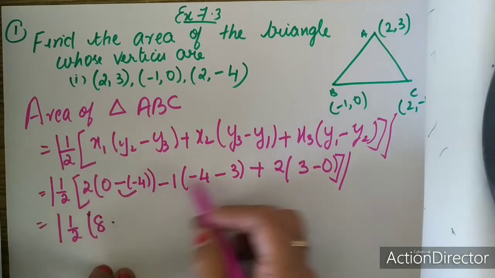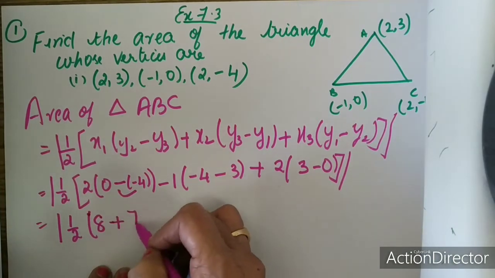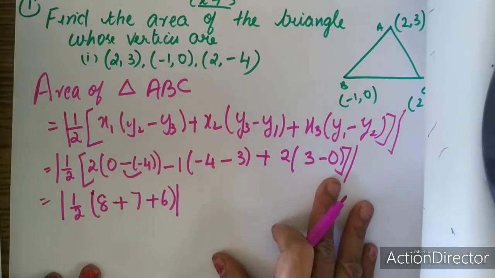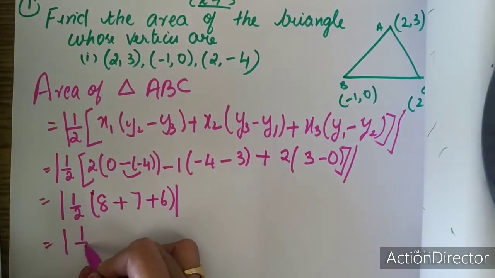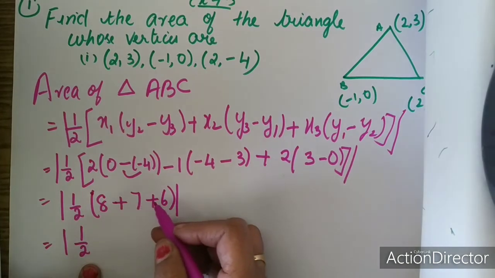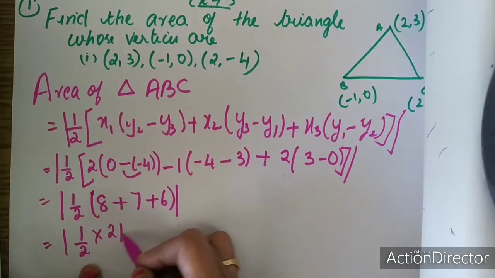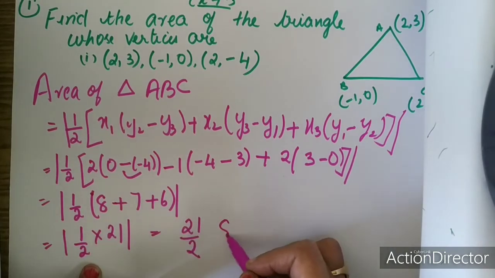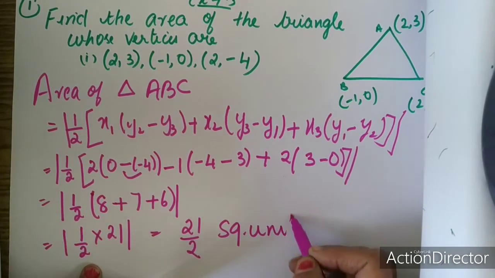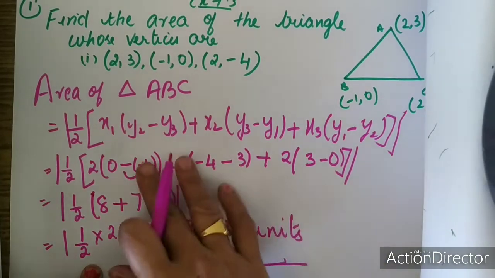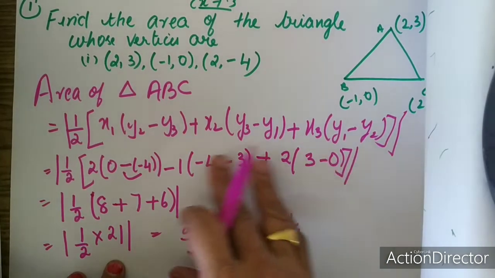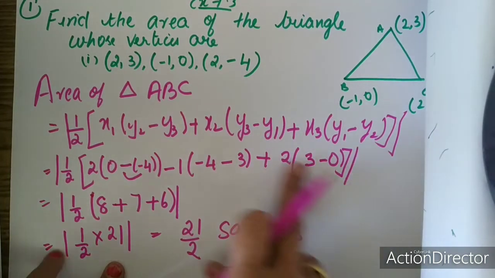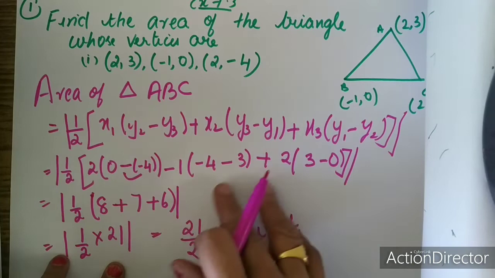Second one, minus 1 into minus 7 is plus 7 and 2 into 3 is 6. So this is equal to modulus of half into 8 plus 7 is 15, 15 plus 6 is 21. So which is equal to 21 upon 2 square units. So this is how you got the area of triangle ABC directly by the formula method. If you can remember the formula, it's well and good. Directly you can do like this.